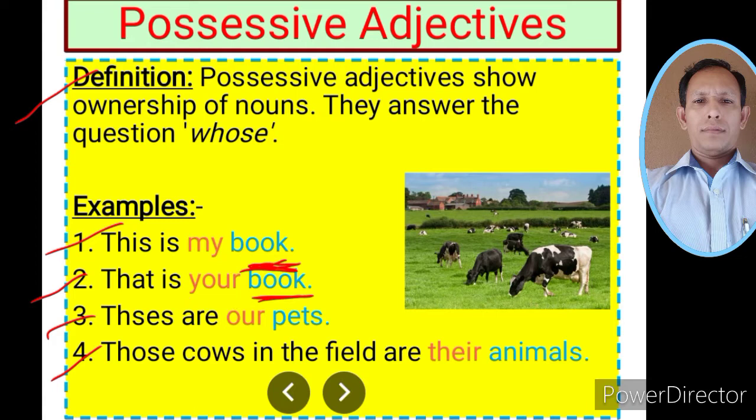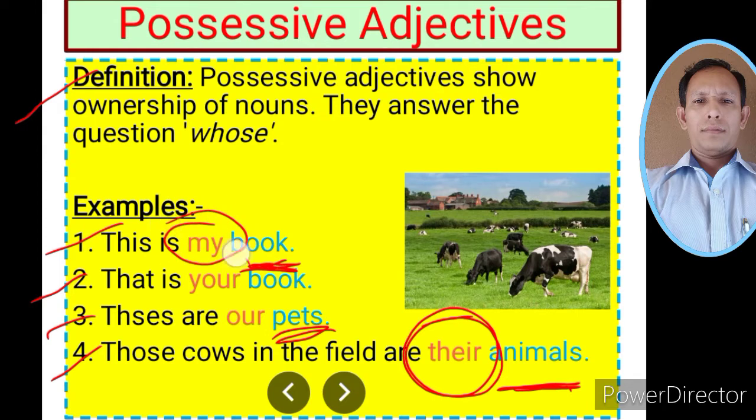And in the third sentence the noun is pets. Ask the question whose pets? Again the answer will be our pets. So the word our is a possessive adjective in this sentence. And in the fourth sentence the noun is animals. Again if we ask the question whose animals, the answer is their animals. So my dear, we see in these four sentences the possessive adjectives are my, your, our and their.